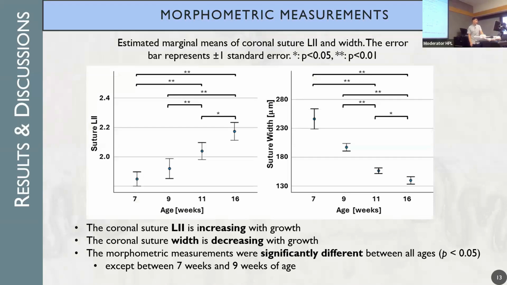Okay, here's the result. From here, the first thing you can see is there's a clear trend from 10 weeks of age to 16 weeks of age. LII is increasing. In other words, suture complexity is increasing, but suture width is decreasing. So as rats age, the suture is getting more complex, but it's getting narrower. And it was all significantly different between different ages, except between 7 to 9 weeks of age.